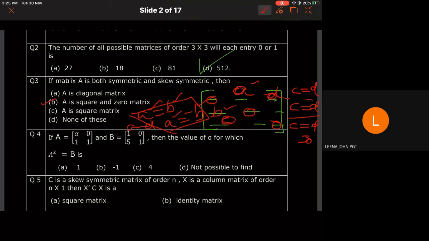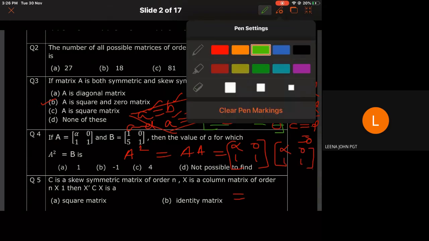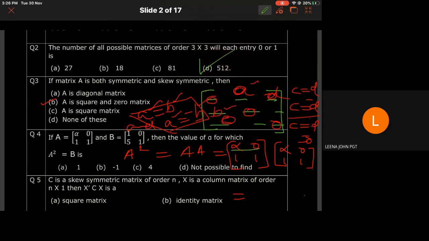Question number 4. If A equals this matrix, B equals this, then find the value of alpha for which A square equals B. So matrix multiplication I have to do. A square means A into A. A into A means you can write here alpha 0, 1, 1, into again alpha 0, 1, 1. How to multiply this: from the first matrix you always consider rows, and from the second you always consider columns. The corresponding elements will multiply.